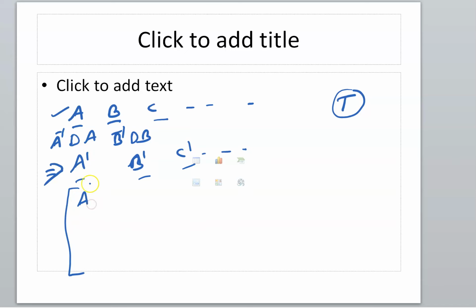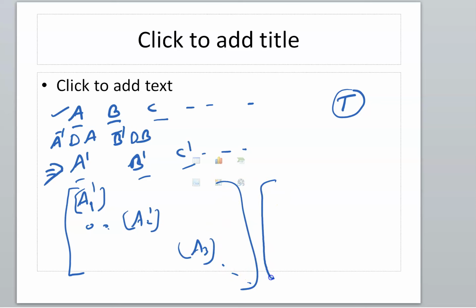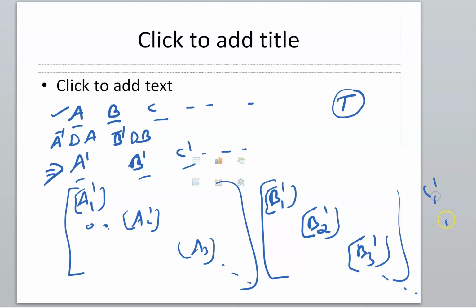For example, this A dash matrix can be written as A1 dash, here goes 0 0, and A2 dash and A3 dash, etc. Similarly, B dash matrices can be block factored into B1 dash, a small dimensional matrix, B2 dash another block factored matrix, B3 dash another matrix, like that. Similarly, C1 dash, C2 dash, etc.